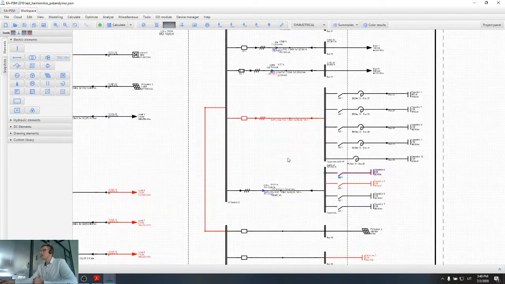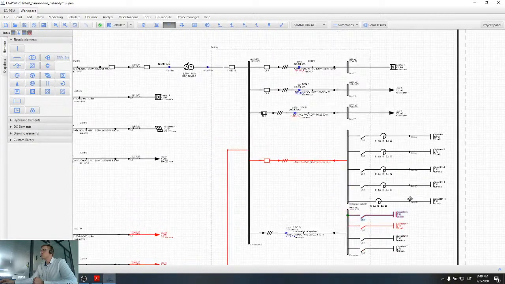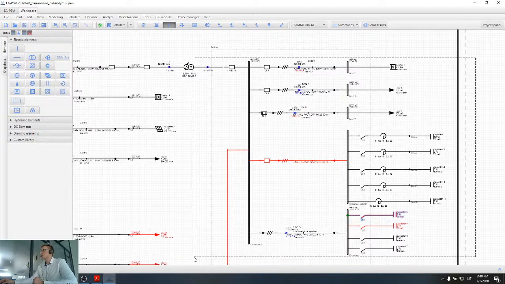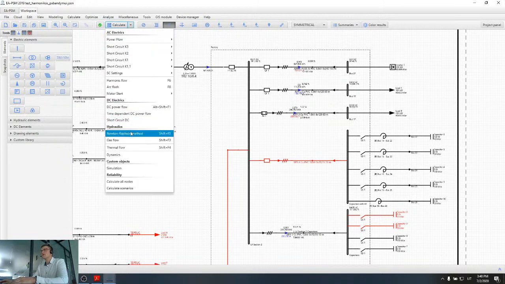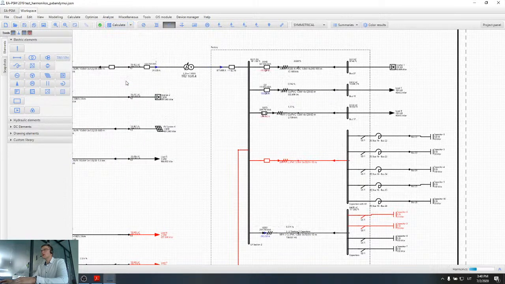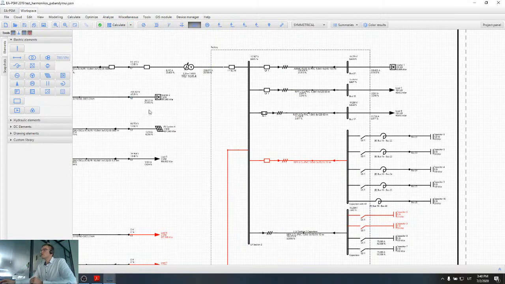And now I am able to calculate the harmonics, because this is the expected rating of the network, the expected mode of the network with capacitors connected. So I will calculate harmonics one more time and get the harmonic results.